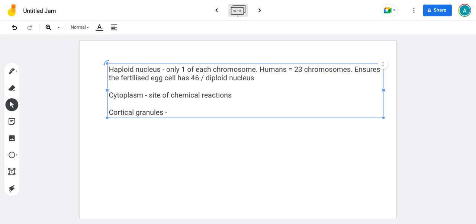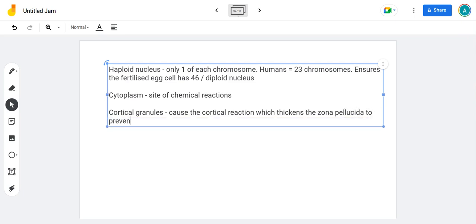What happens is the cortical granules are basically like little vesicles, and they release a certain chemical. It makes the zona pellucida thicken, which stops any more sperm from getting in. So they cause the cortical reaction, which thickens the zona pellucida to prevent any further sperm entering.